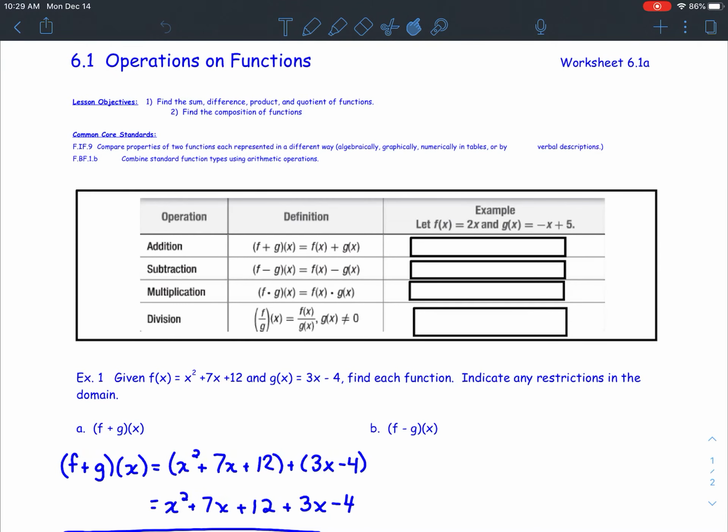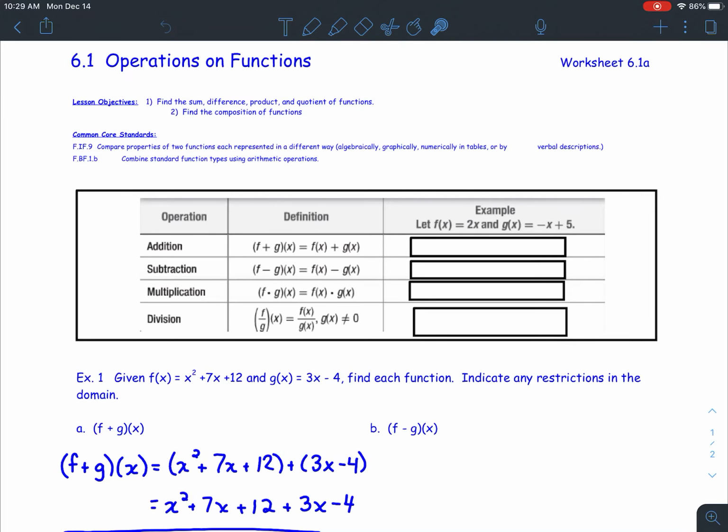All right, we're going to be starting Chapter 6 here today. This lesson itself is relatively simple. There are a couple pieces to this that can be a little bit confusing. What we're going to be looking at is performing operations on functions.